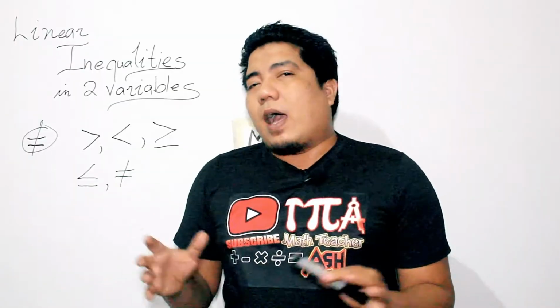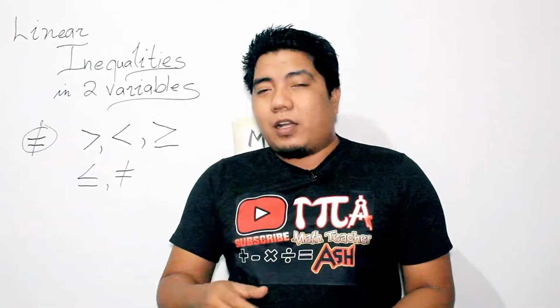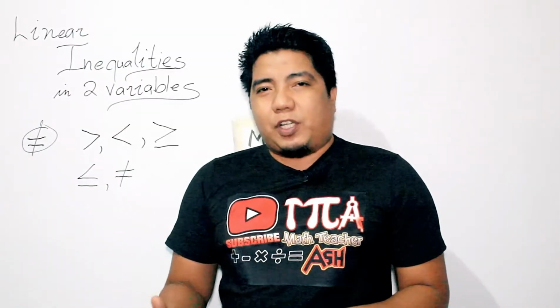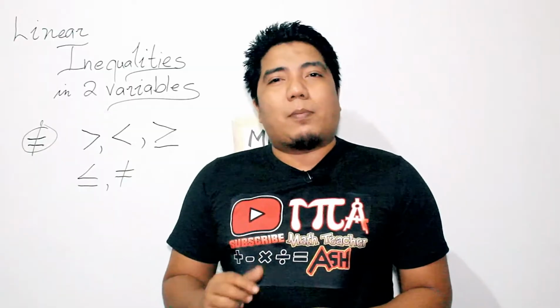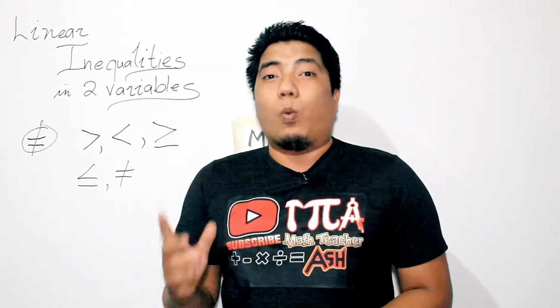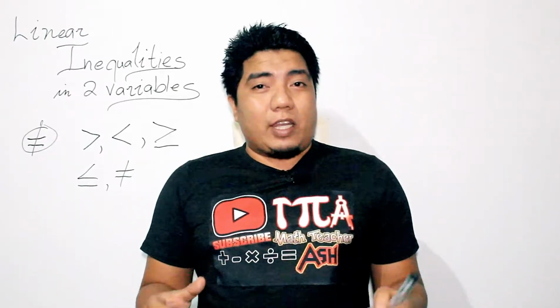Okay, now, how about linear inequality? Talking about linear, it means that the degree of your expression is in the first degree, meaning that your variable for x has an exponent that is only 1. Now, how do we differentiate linear inequality?